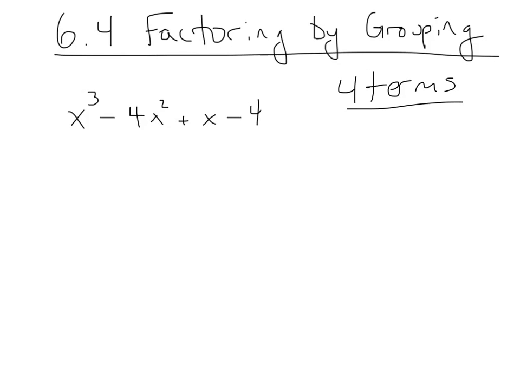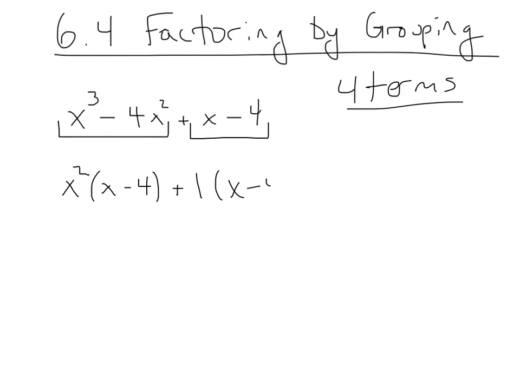And the way we do this is we look at the polynomial in 2 chunks here. And we look in the first chunk and we say, what's common between x cubed and -4x squared? Well, there's an x squared in common, so we're going to factor that out of the first pair of terms, and then we get x squared times x minus 4, plus, then we have to say what's common between the terms in the second portion, x and -4. Well, not really anything, just 1, and we get times x minus 4.